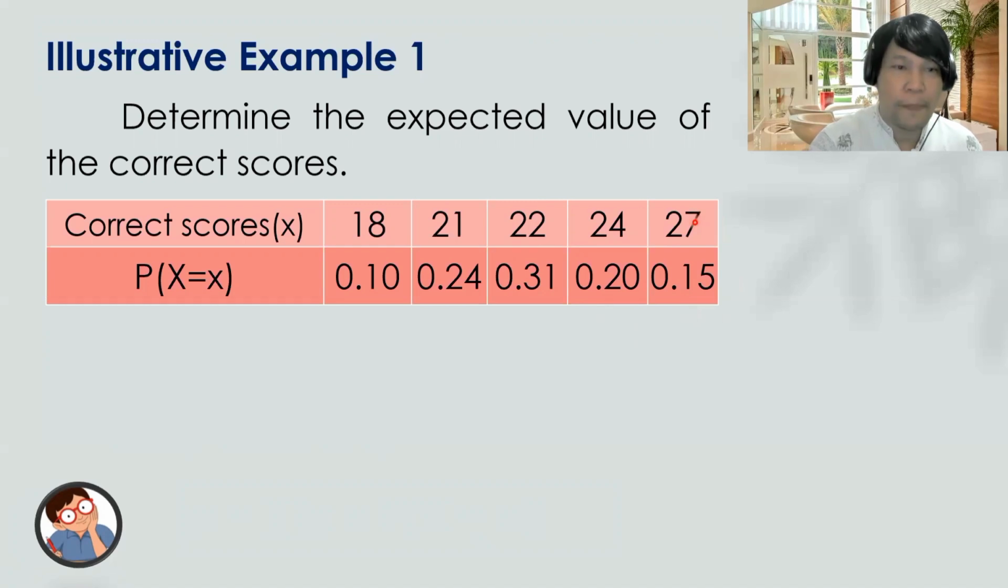I repeat, the probability for correct scores: 18, we have 10% or 0.10. For 21, we have 0.24. For 22, we have 0.31. For 24, we do have 0.20. And for 27, we have 0.15. Now the sum of the given probability will always be equal to 1 or 100%.